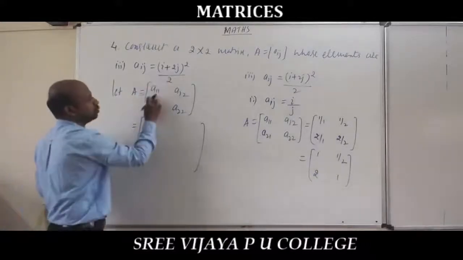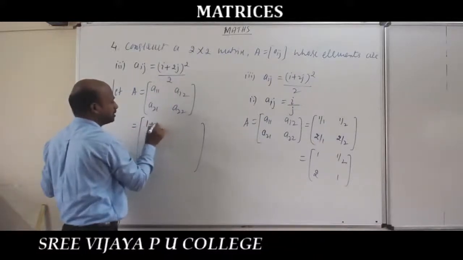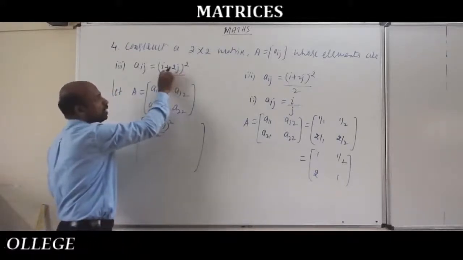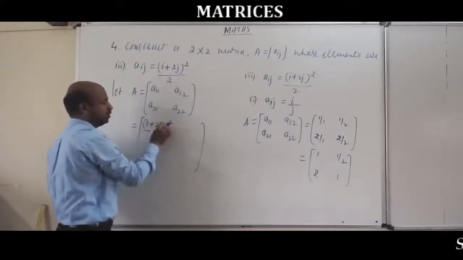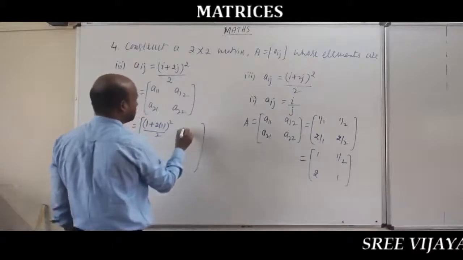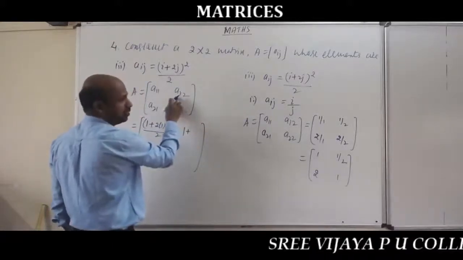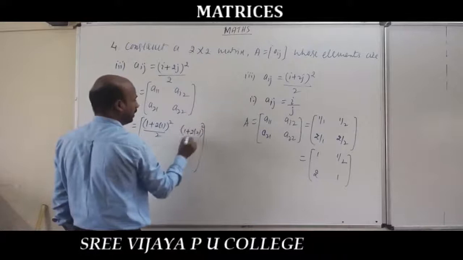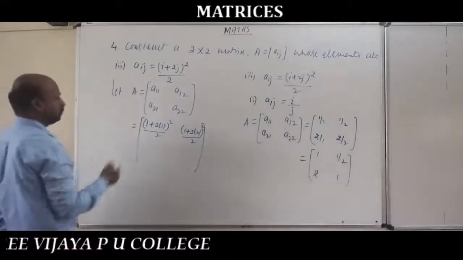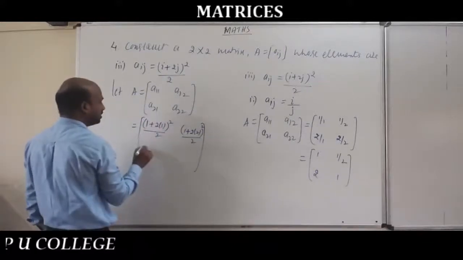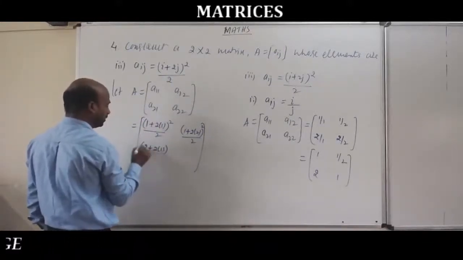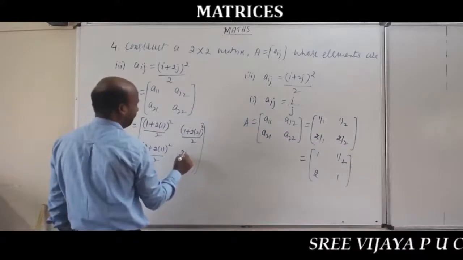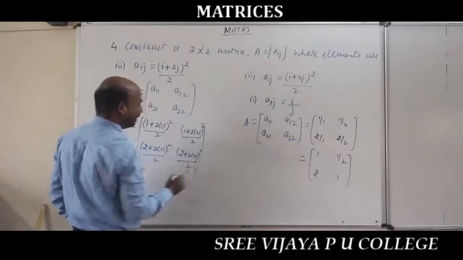Okay, so i is equal to 1, j equals 1, that is (1 plus 2 into 1) whole square by 2. I is 1, j is 1, 1 plus 2 into 1 whole square divided by 2. A12 is 1 plus, okay, i is equal to 1, j equals 2, it is 2 into 2, this is whole square by 2. A21, this is (2 plus 2 into 1) whole square by 2. And then (2 plus 2 into 2) whole square by 2.